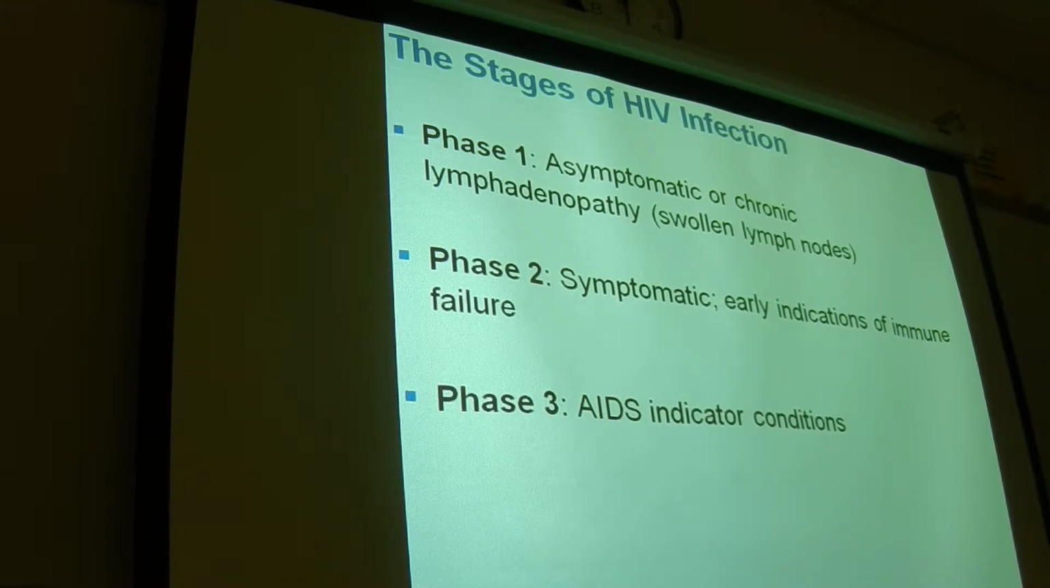Phase 2 is when it becomes symptomatic. You start to get early indications of immune failure. You start to feel weak, tired. You start to get ill more often. You just get the common cold more often. You get the flu more easily. And then phase 3 is when you become what they call seroconverted, and you go from just HIV positive to an AIDS patient.